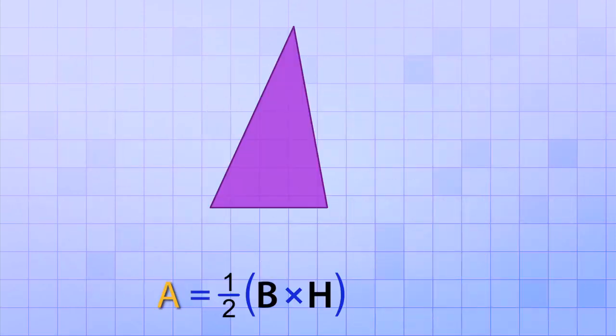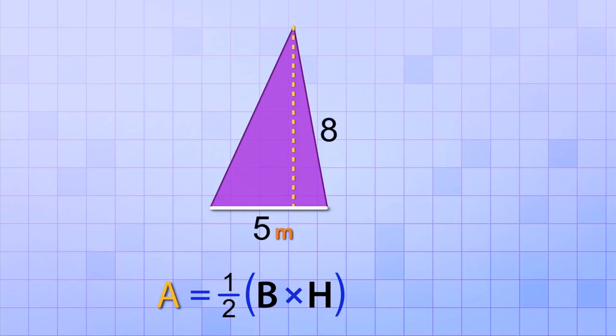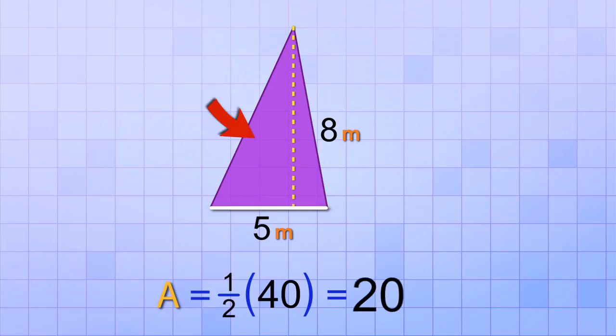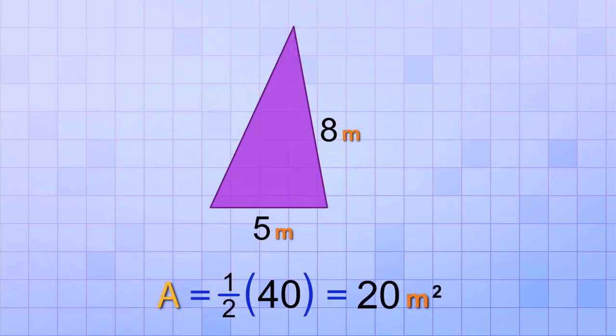Our diagram shows that the base of this acute triangle is 5 meters and its height is 8 meters. So we plug those values into our formula for area and we get area equals 1/2 of 5 times 8. 5 times 8 is 40 and 1/2 of 40 is 20. So the area of this triangle is 20 meters squared. Don't forget that the units of measurement for area will always be square units.